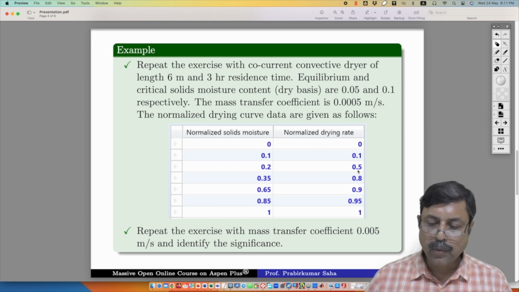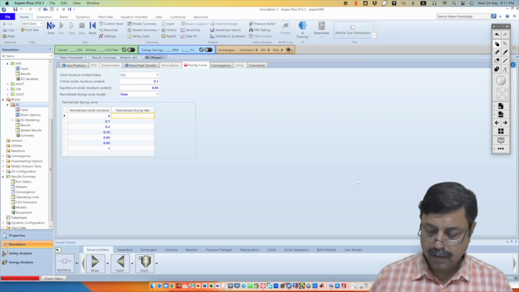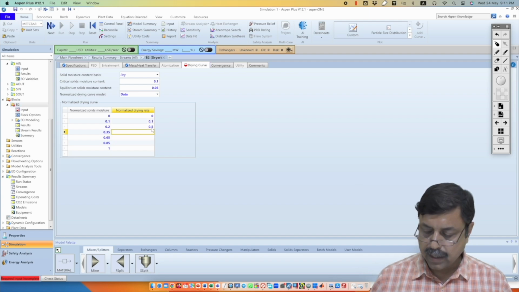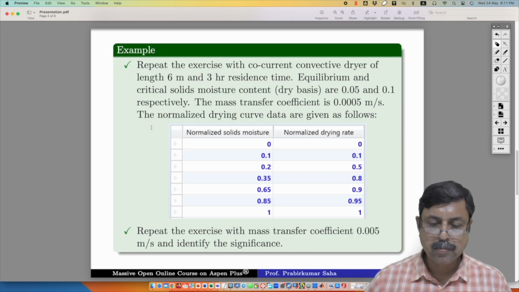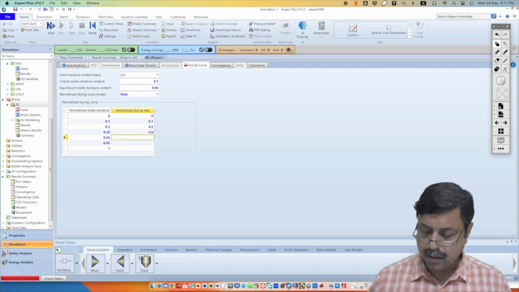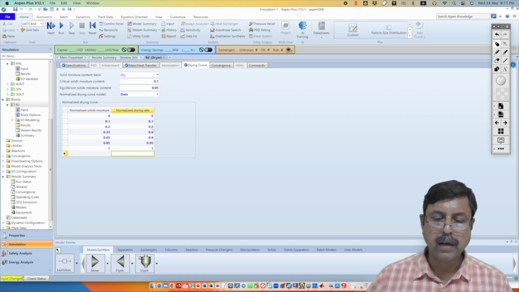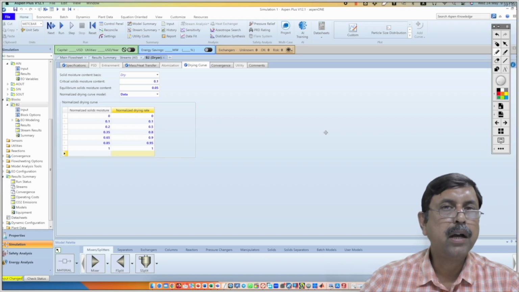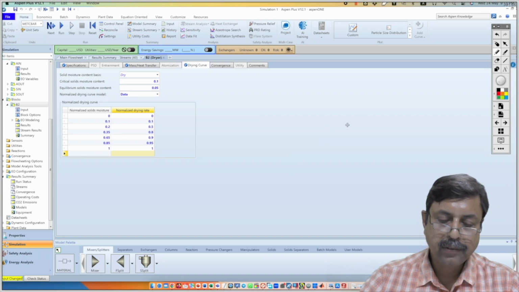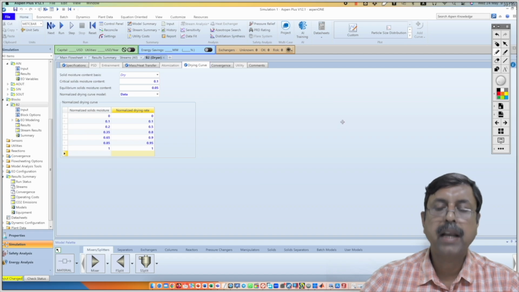And then 0, 0.1, 0.5, 0.8, 0.9, 0.95, and 1.